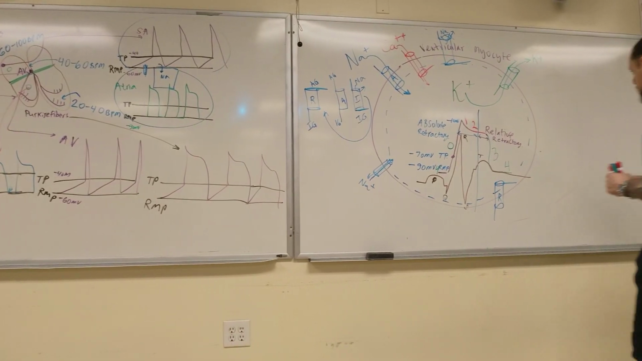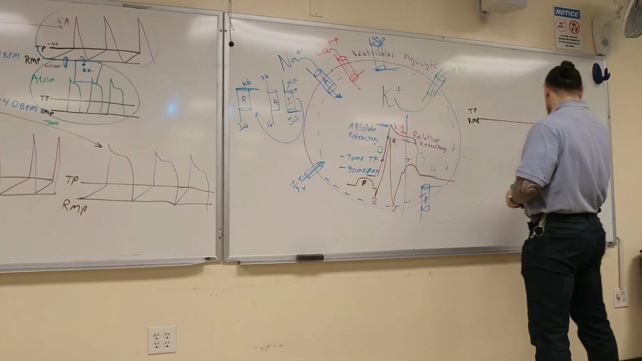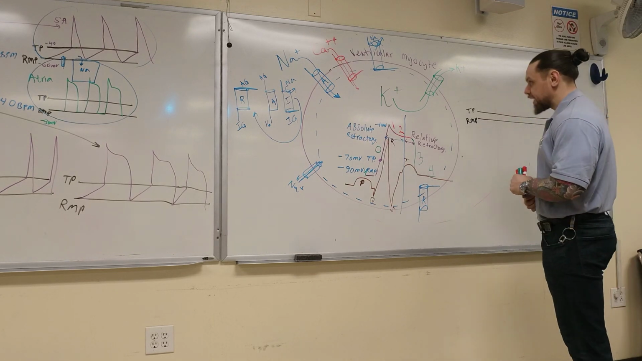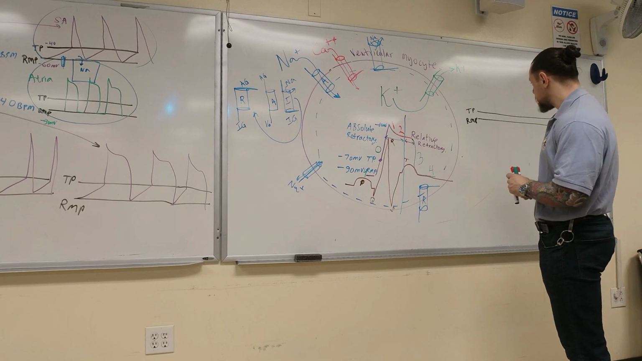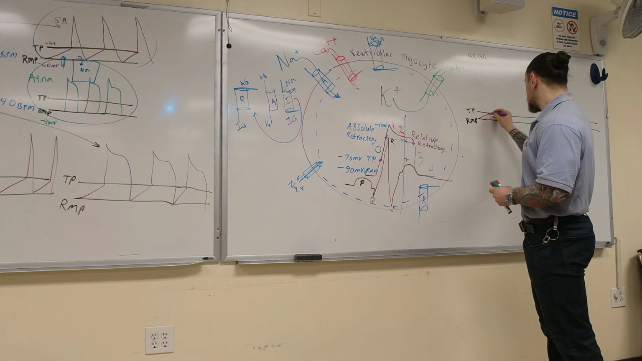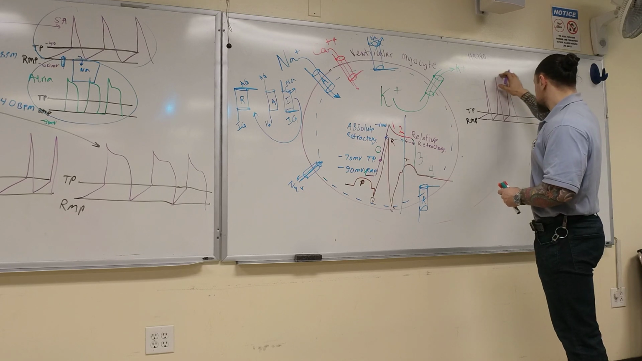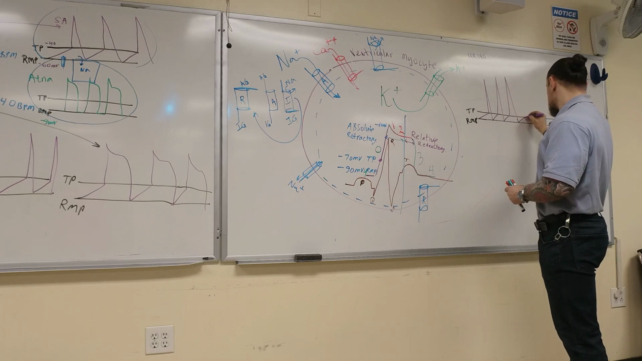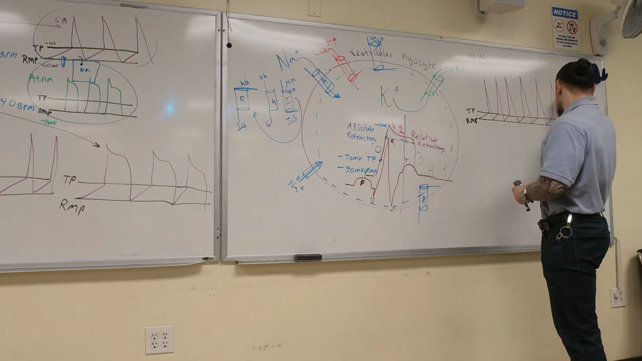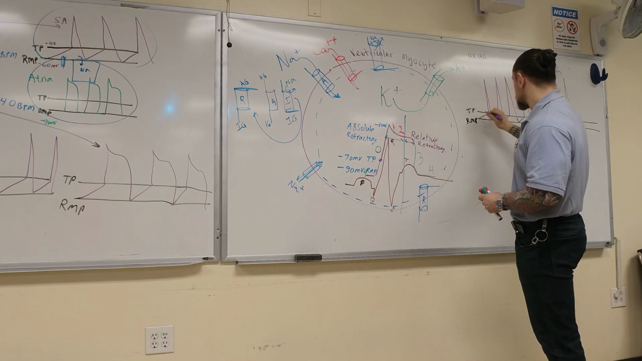So we're going to say we have a guy. This is his resting membrane potential and his threshold potential. I'll draw it like this. So we've got a guy, and he has a heart rate of 180, and he's firing like this. I'll probably make them all uniform size. So we're going to say this is how it's firing.